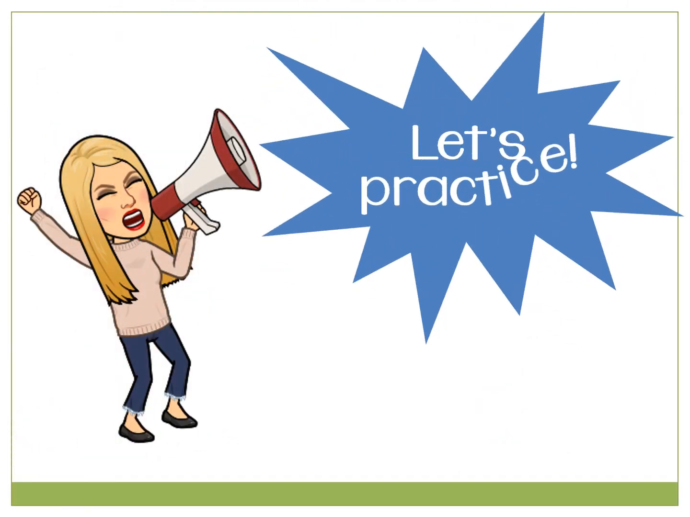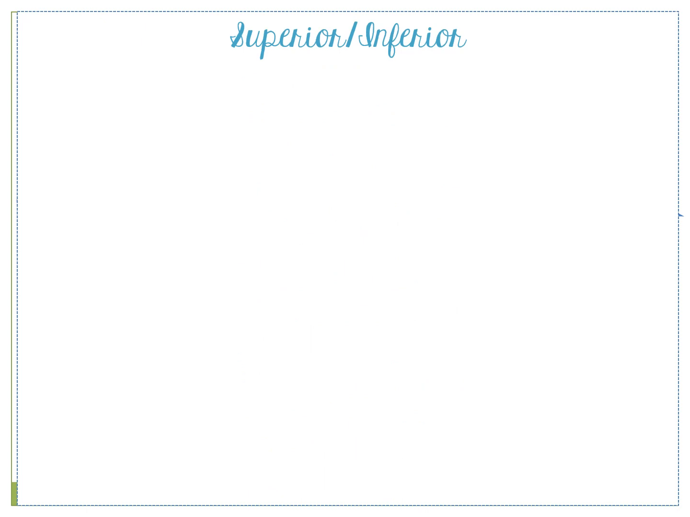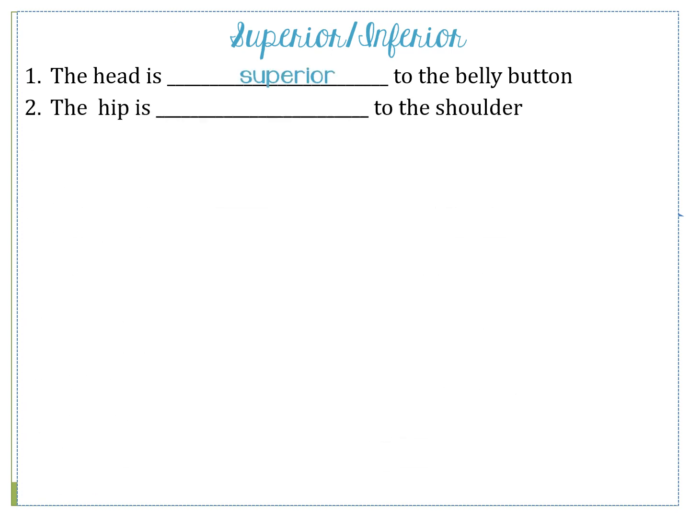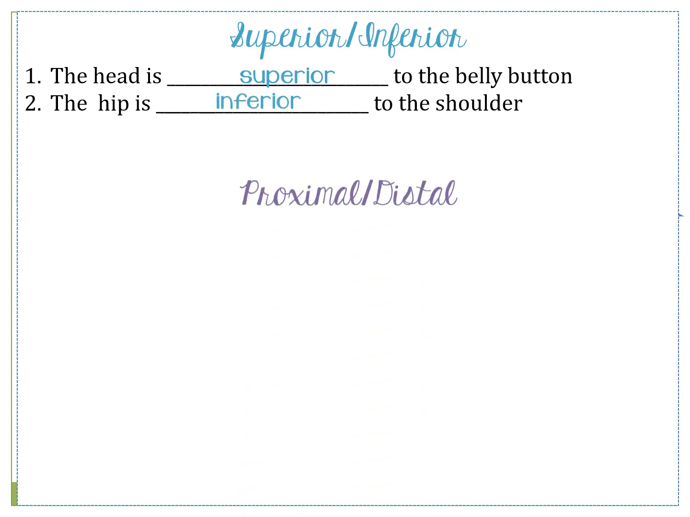Practice makes perfect, y'all. So let's practice using these directional terms to describe where certain structures are in reference to others of the body. We'll use superior and inferior first, and our first example is the head is what to the belly button? Well, your head is above your belly button, so therefore it's superior. The hip is what to the shoulder? Well, the hip is below the shoulder, so it's inferior.